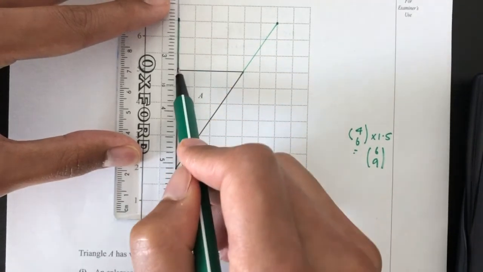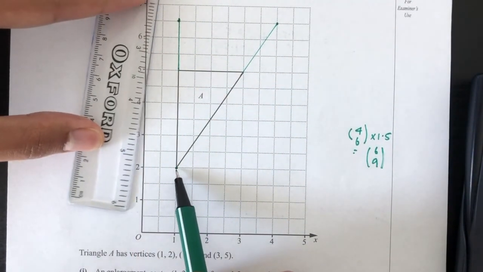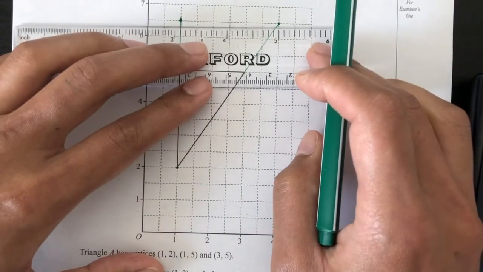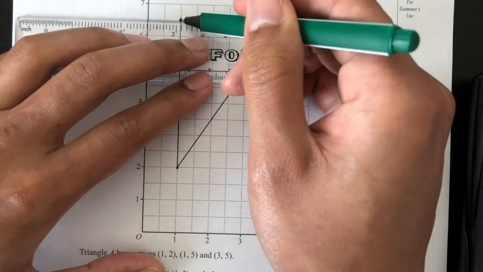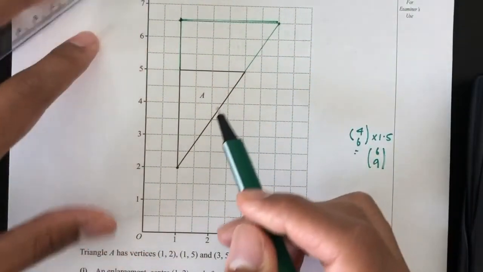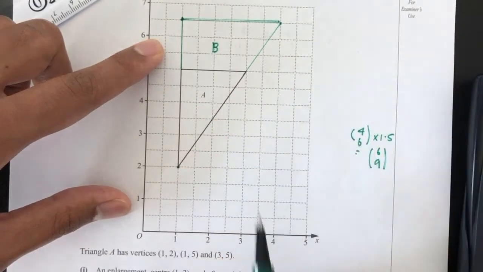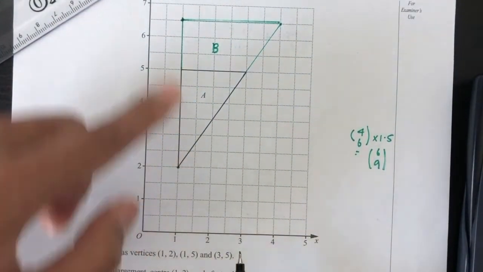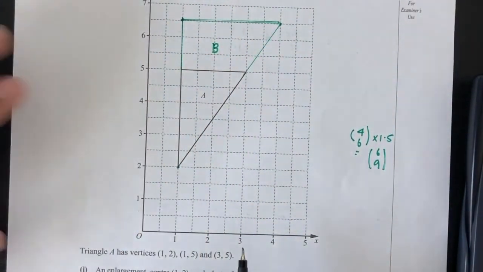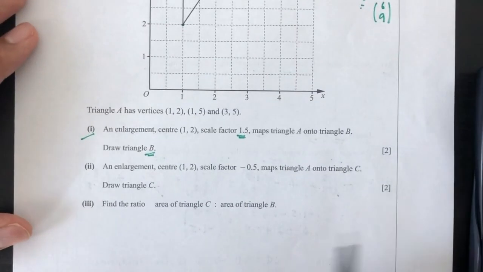So this one does not change because it is on the center of enlargement. That's why it does not change. But for the rest, as you can see, this is your new triangle B. So this is the point, point, point. This is triangle B. Now this is done.